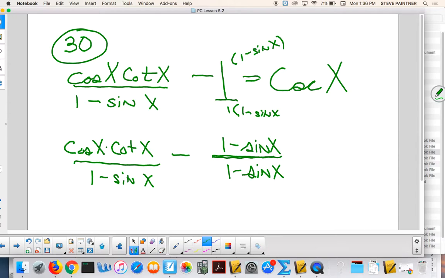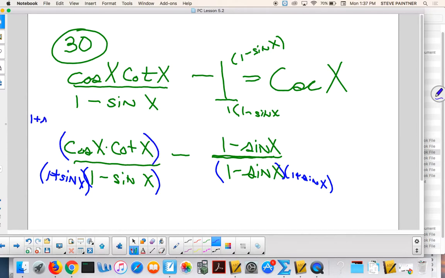Can we make that a monomial right now? How do you make 1 minus sine a monomial? 1 plus sine. Okay, so if you multiply by 1 plus sine, and of course 1 plus sine on the bottom, you will get your monomial. But of course you have to do it here, don't you? And you have to do it here.